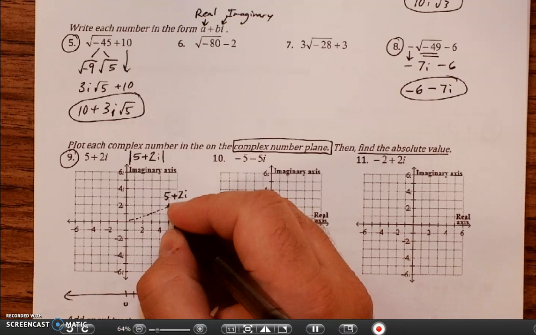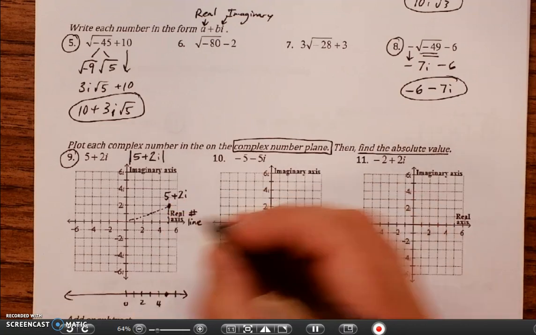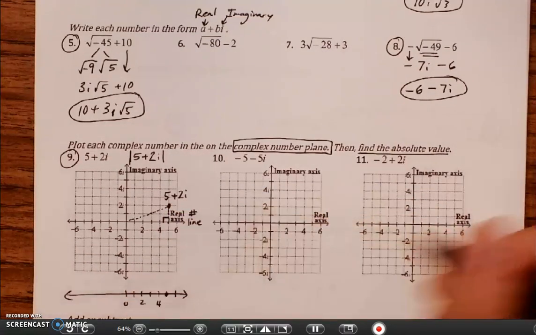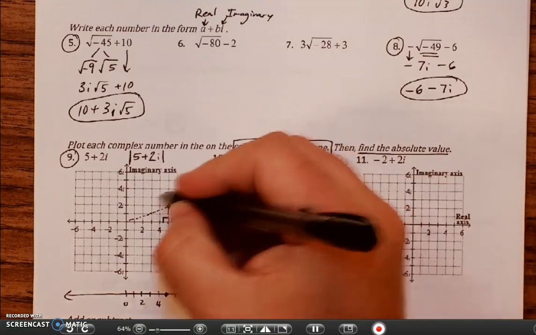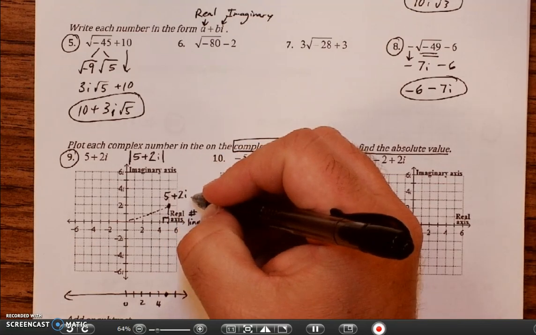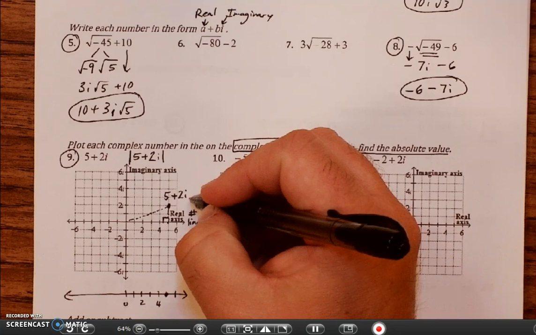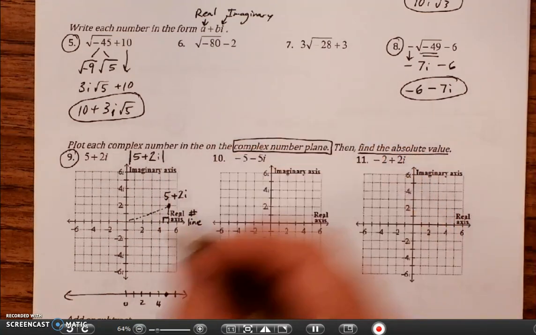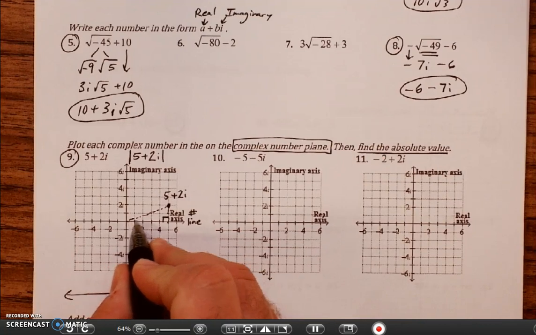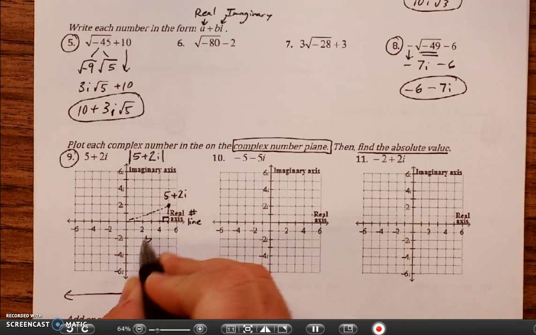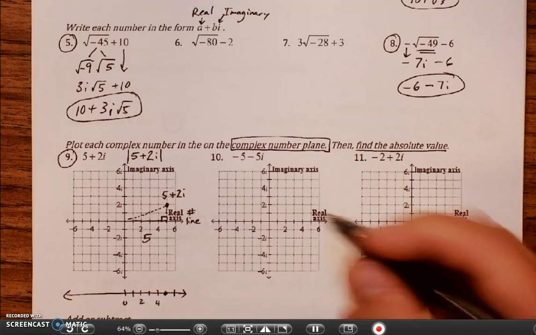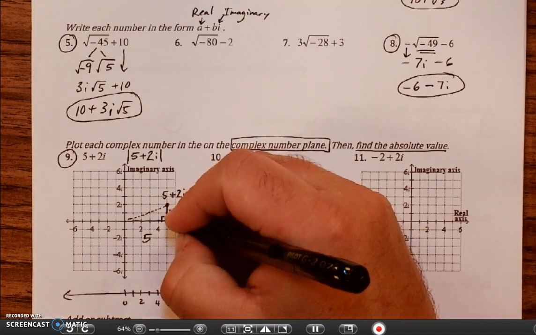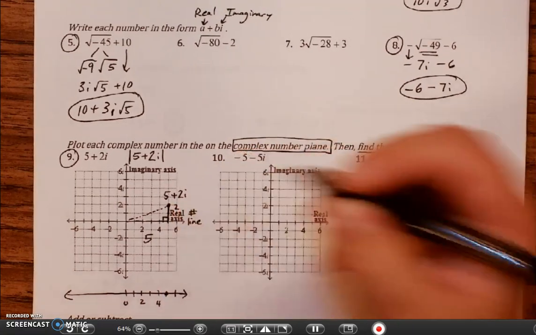And that would really look like a right triangle. So 5 plus 2i is just a dot. But because they're asking me for the absolute value, I'm trying to find the distance. Now, how long is this side of the triangle? Well, I hope you say that it's 5. How long is this side of the triangle? Well, I hope you say it's 2.